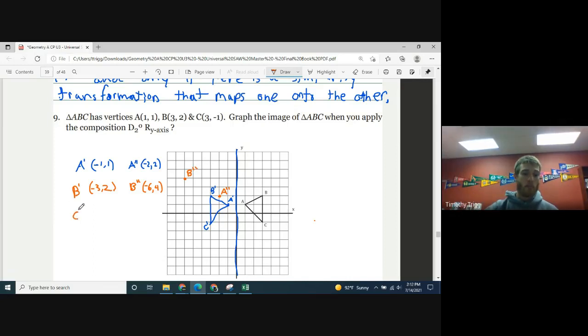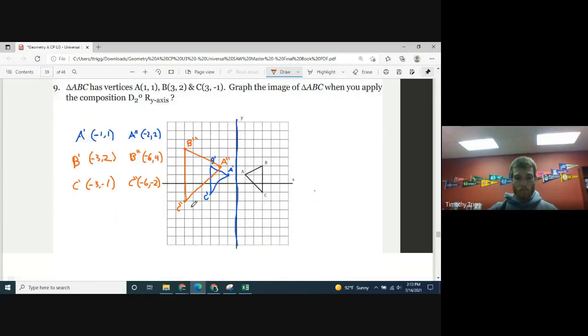Lastly, C prime is currently at -3, -1. So C prime prime, we're going to dilate by a factor of 2. So it's going to be at -6, -2. Connect the 3 coordinates to create the image. And that's your final triangle there. Okay.